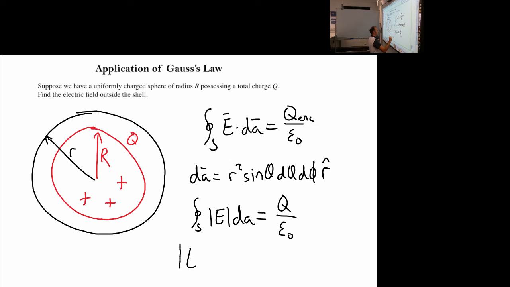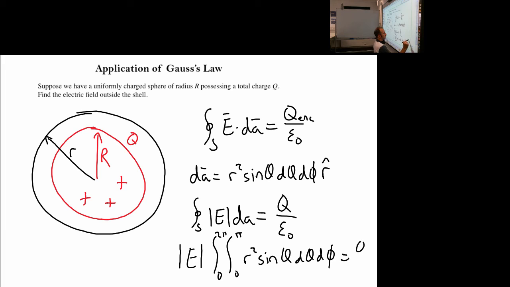So now we have our electric field times the integral of dA, which is between 0 and 2 pi for phi, and 0 and pi for theta, of r squared sine theta d theta d phi, and this is equal to q over epsilon naught. Okay, so when we do this integral, we're going to get 4 pi.